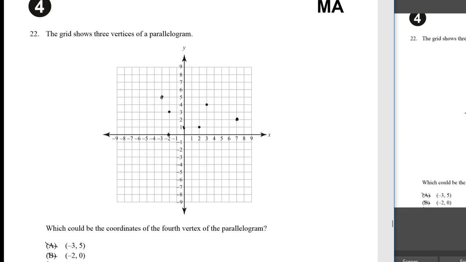Okay. Well, now this is what a parallelogram looks like. Exactly. Boom, boom. And I know I drew it really poorly, but that's a parallelogram, so your answer is D.